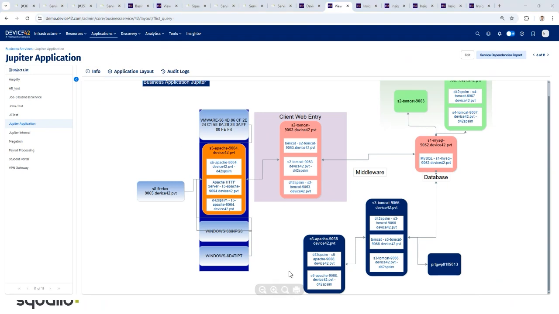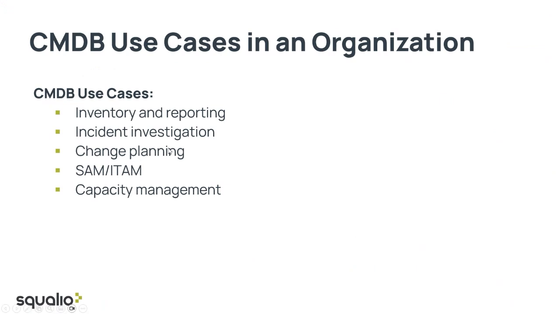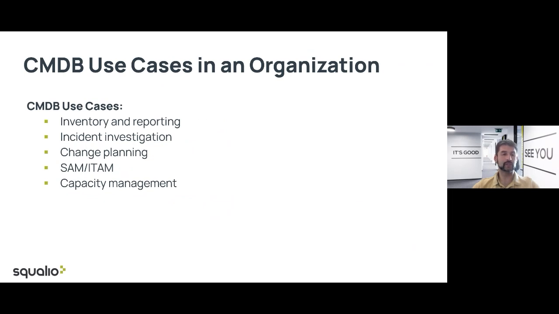So now let's switch to the next use case, which was change planning. This works vice versa. In the incident investigation, we go from the incident and investigate how the infrastructure can influence the work of business services. In change planning, it's vice versa.